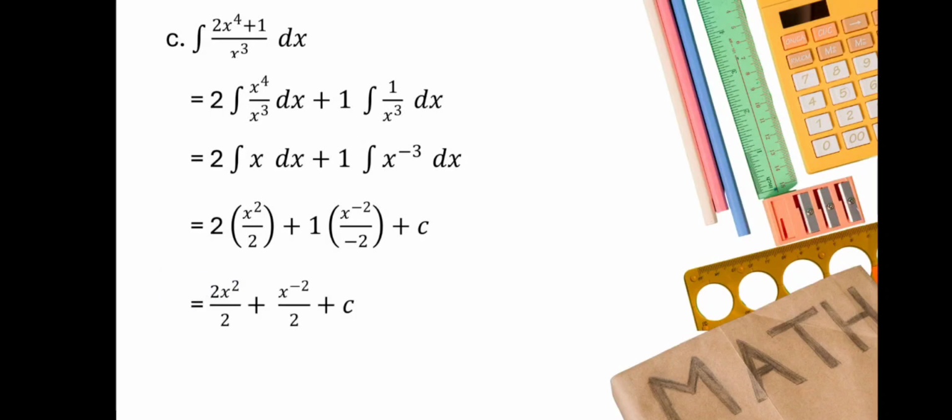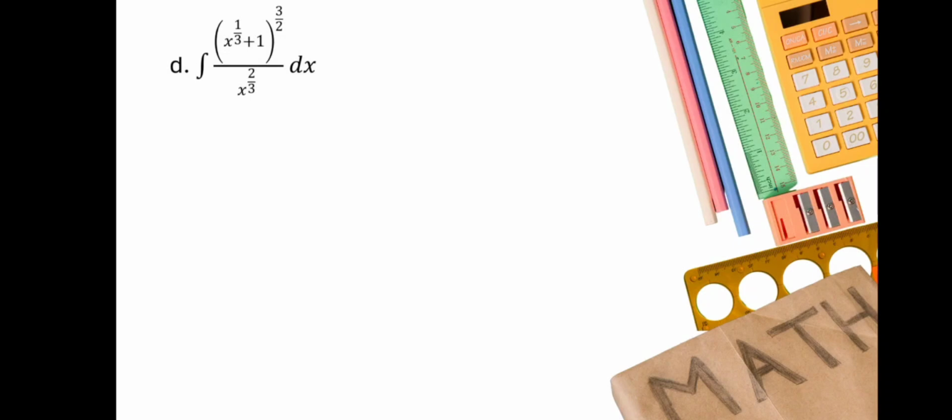So we now have 2x squared over 2 plus x raised to negative 2 over 2 plus c. Then simplify, we get x squared minus 1 over 2x squared plus c. So the integral of the fraction 2x raised to 4 plus 1 over x cubed with respect to x is equal to x squared minus 1 over 2x squared plus c.